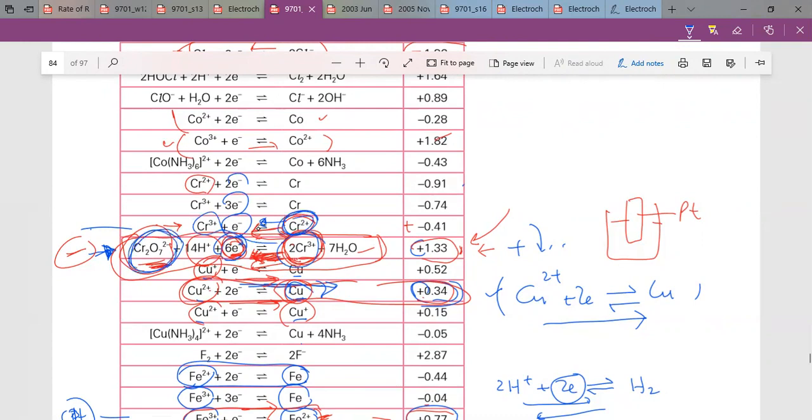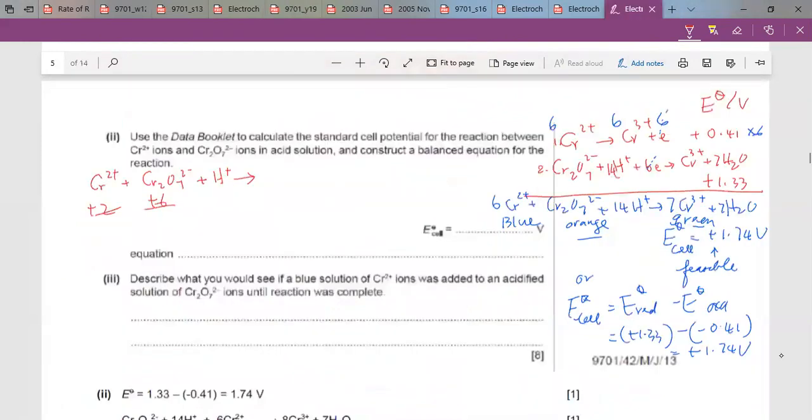Because it's a redox reaction. But the point is, is it feasible or not? So you put these two in the reaction. Okay, that's what I did. So Cr2 plus going to Cr3 plus is the E0 value. Cr2O7 going to Cr3 plus is the value. Okay. So again, I figure it out, and it gives me a positive value. That means feasible. So this is the equation here.